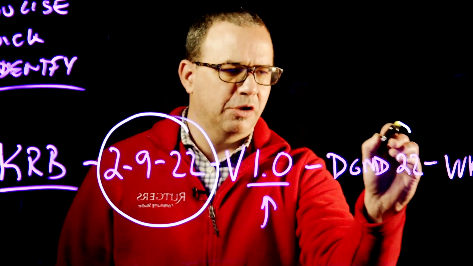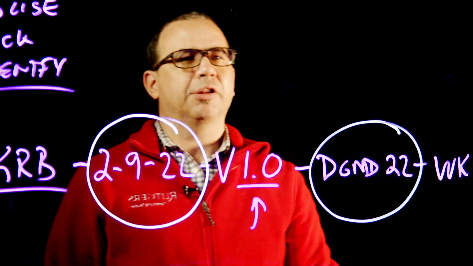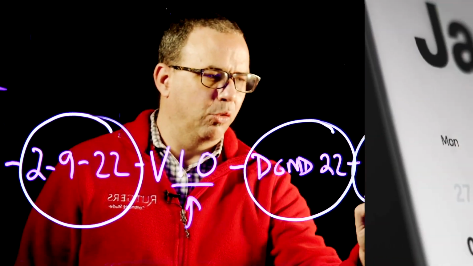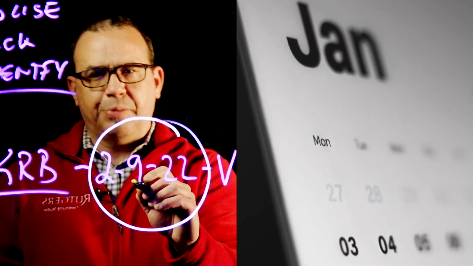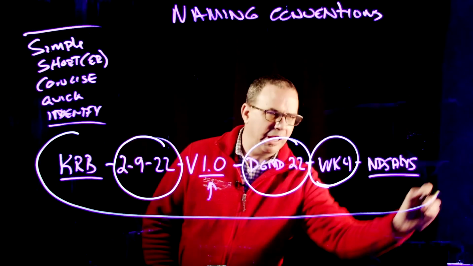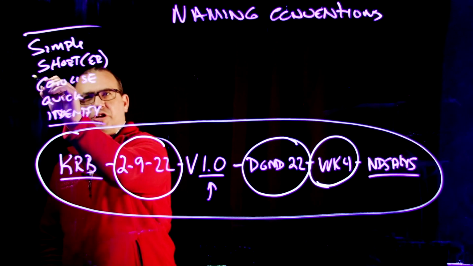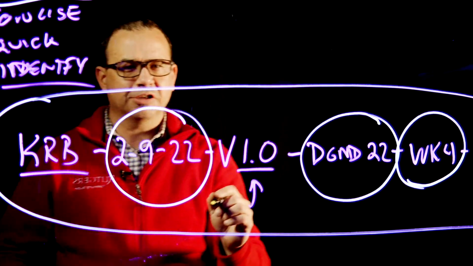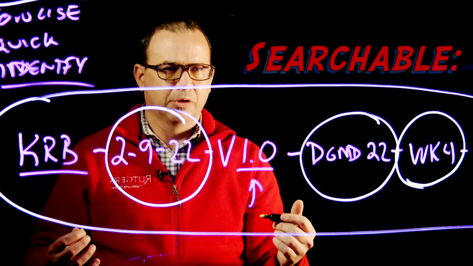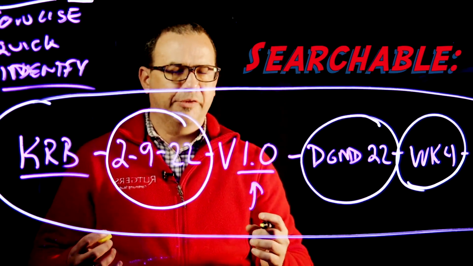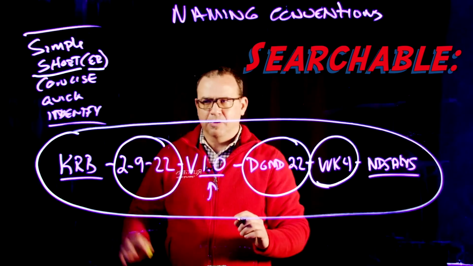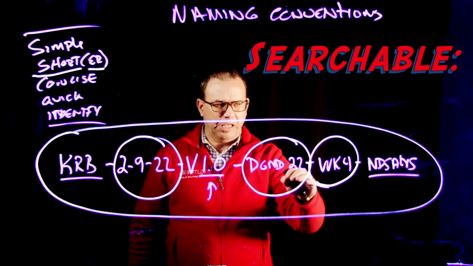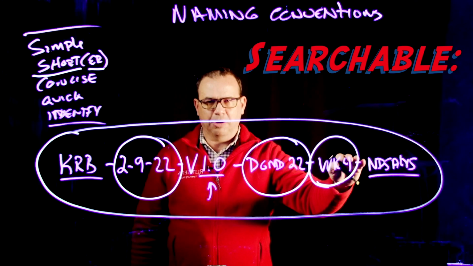You can come in and you can say all my 2022 digital media documents. That will appear. And you can say all my documents for week 4 will appear as well. So this big thing, this big, long name that we're creating essentially gives you information that's searchable. So to recap and to kind of explain one last time: name, date, version, subject, week, and some sort of descriptor that you can understand.